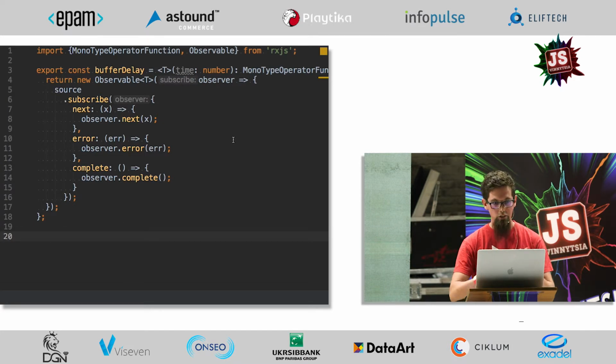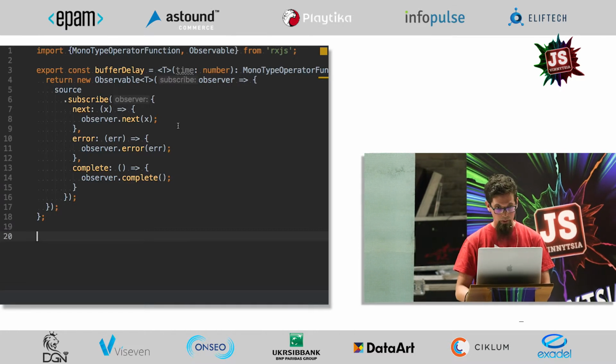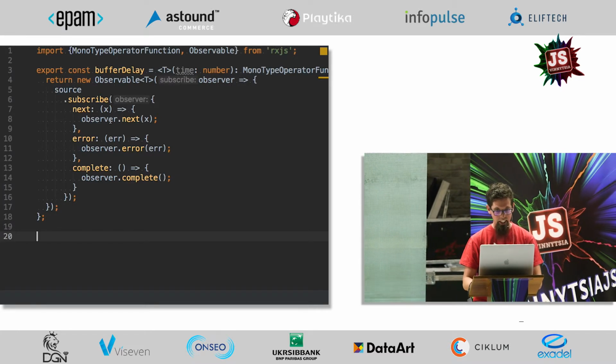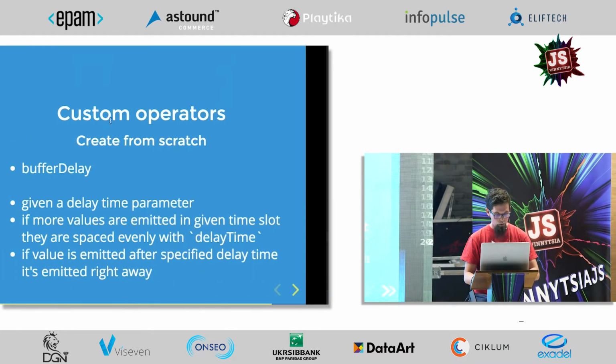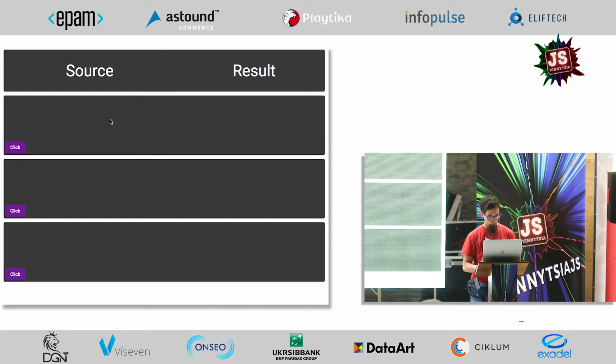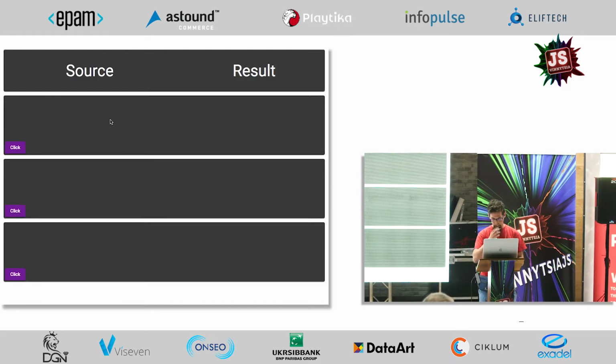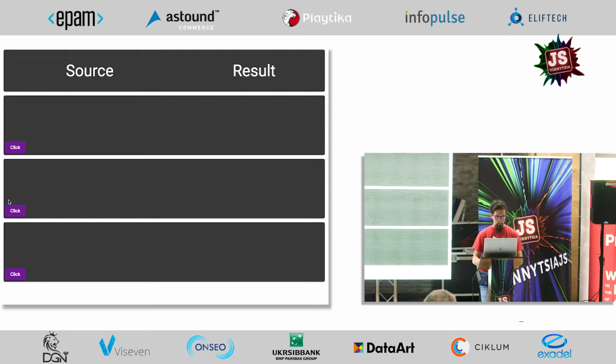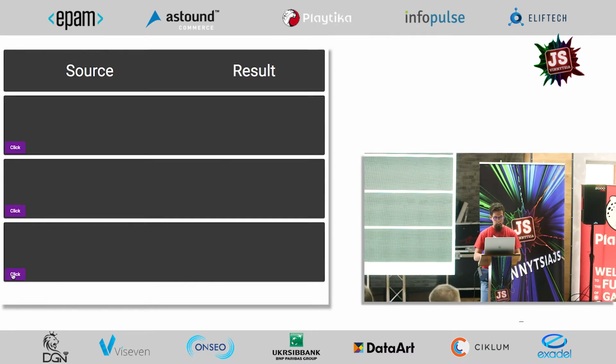So I created a scaffolding for that. This is basically an empty operator which does basically identity, and we have a small example showcasing that. The first one is already implemented. I will show it in a moment. The first and second are the two ways to implement our buffer delay time.